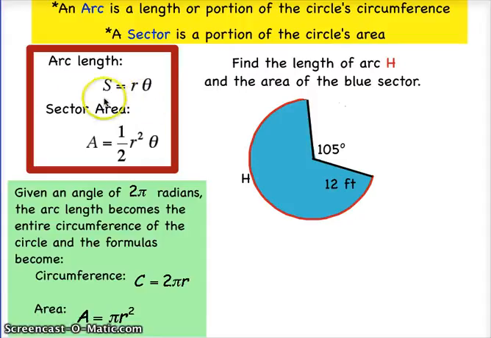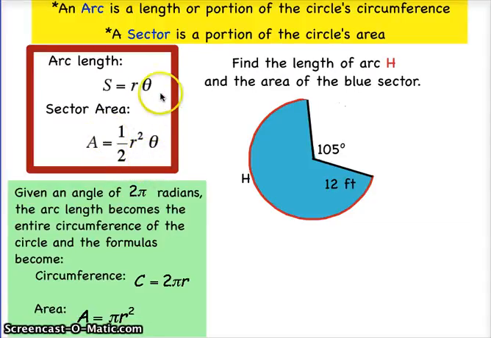The arc length is just s equals r theta. It's a fairly simple formula for finding arc length. If you could stretch that red line straight and flat and then measure its length, you'd be measuring the distance around that red arc. Sector area: A equals 1/2 r squared theta.